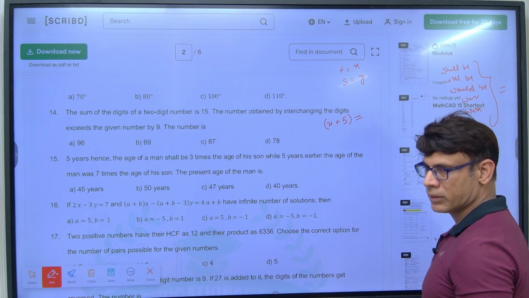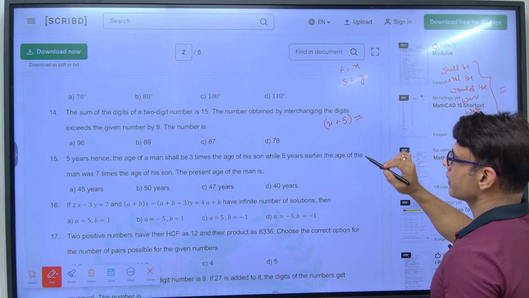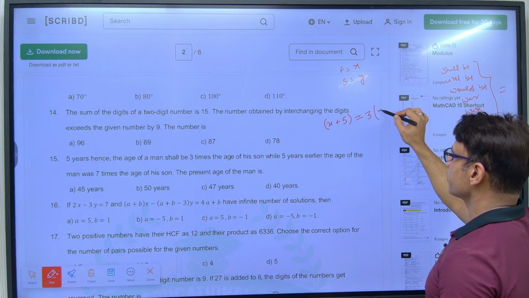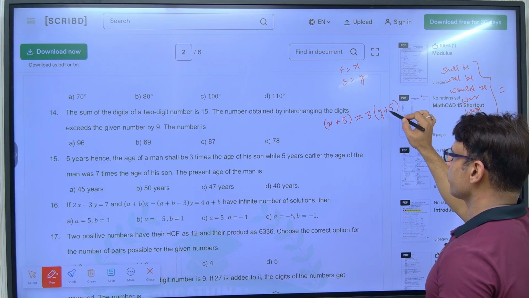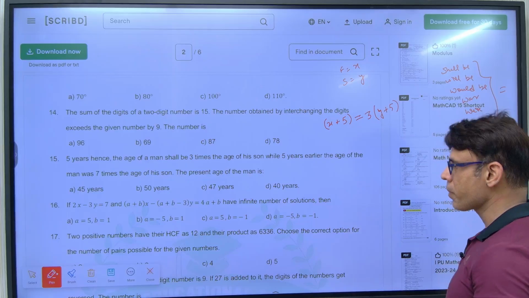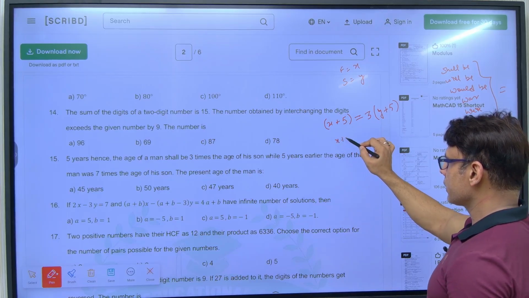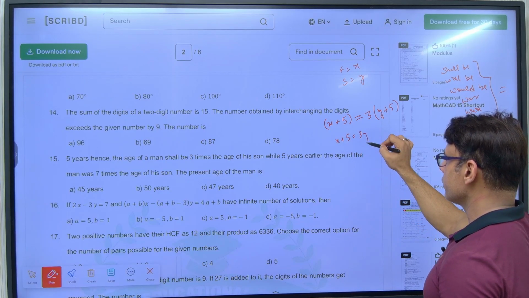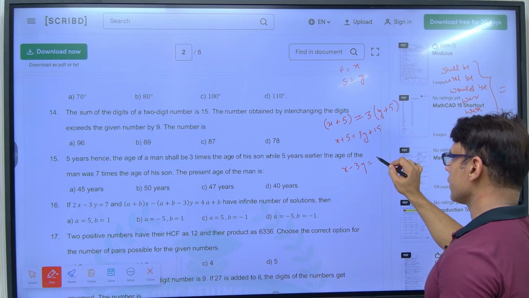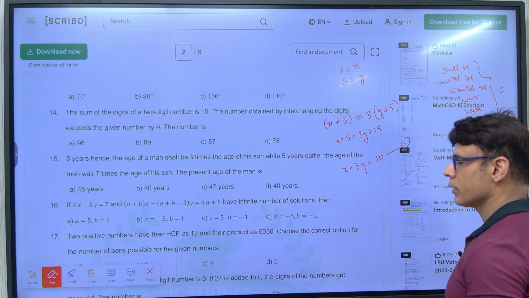Shall be how much? 3 times the age of son. So son's age will also be Y plus 5 or not. This will give you one relation between X and Y. So it is X plus 5 is equal to 3Y plus 15. And this is X minus 3Y is equal to 10. Right?